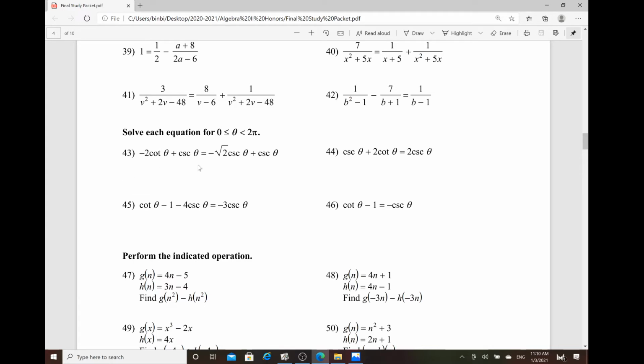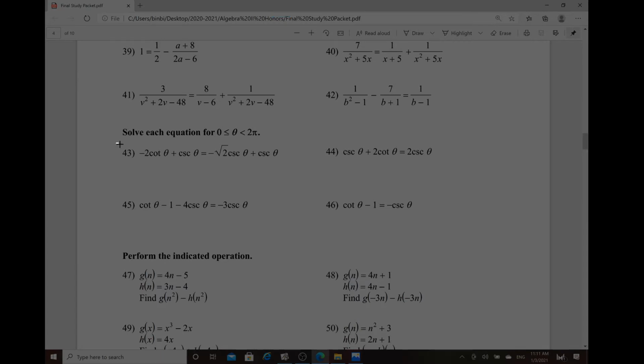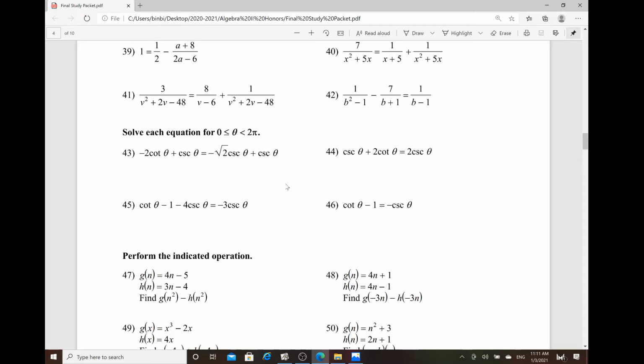For 43 to 46, it's about solving trigonometric equations with the restricted domain from 0 to 2 pi of theta. We'll take a look at the complicated one. Number 43 looks a little bit weird, so let me snip that one and put it into the new slide. Again, the restricted domain means we need to find all the solutions for theta from 0 to 2 pi.